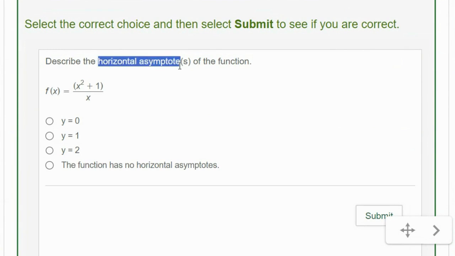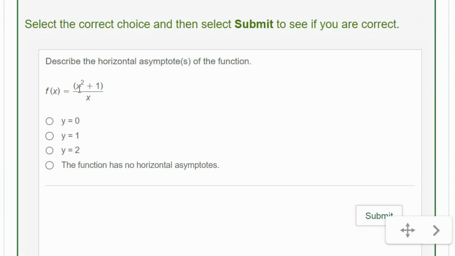Okay, here's our third and final one here. Describe the horizontal asymptote of this function: x squared plus 1 divided by x. Is the asymptote y equals 0, y equals 1, y equals 2, or none? Daniel says this has no horizontal asymptote.